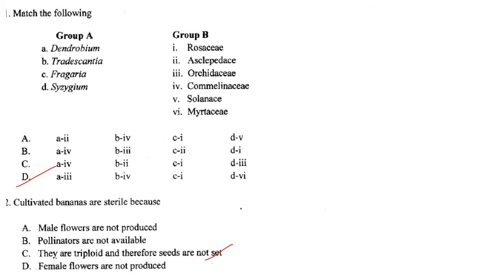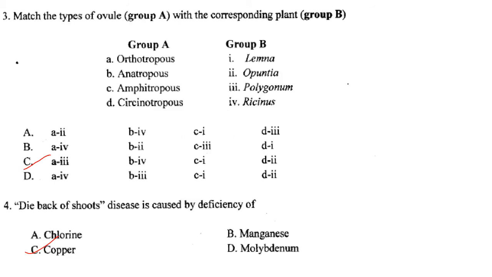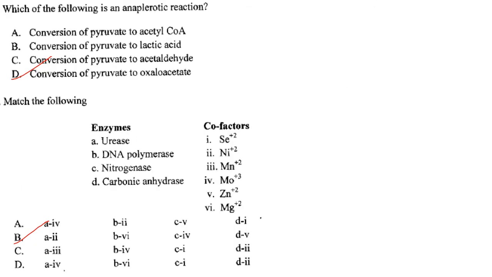Then cultivated bananas are sterile because they are triploid and therefore seeds are not set. Answer is option C. Then match the type of ovules with the corresponding plant. Orthotropous is seen in the Polygonum type, A3. Anatropous is for Ricinus. Amphitropous is for Lemna and Campylotropous is for Opuntia. Answer is option C, that is A3, B4, C1 and D2. Dieback of shoots disease is caused by the deficiency of copper. Answer is option C. Next one.